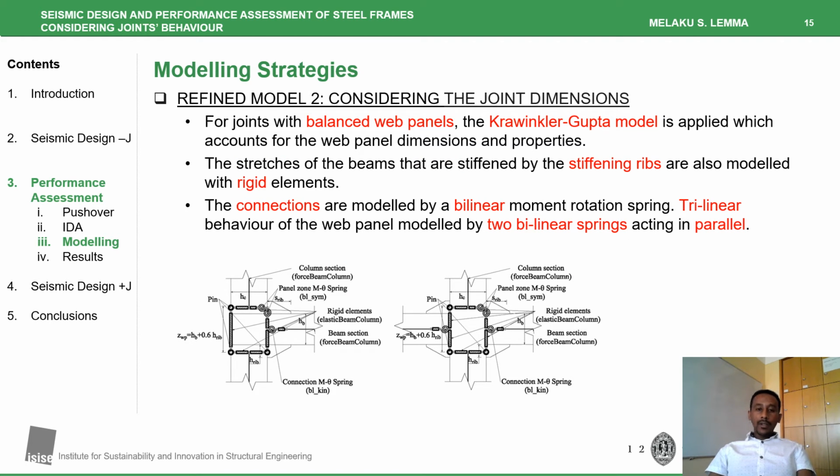In the last model, which is refined, we used the Krawinkler-Gupta model, where we were trying to model balanced web panel joints. And in this case, a set of rigid elements were used to model the panel zone peripheries, and 3 hinges have been placed, and in one corner 2 bilinear springs have been combined in parallel to result in the well-known trilinear behavior of the web panels.